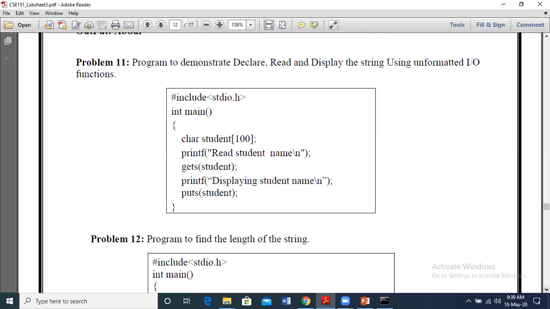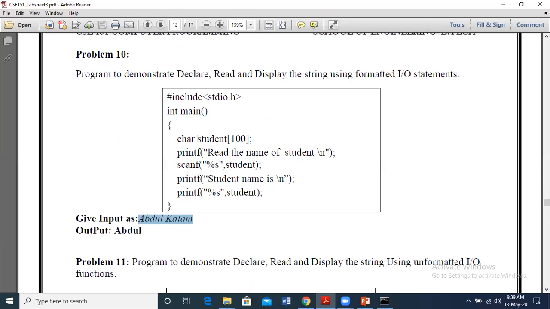So basically we have two things. What is the size of this string? Let us take the first example itself, char student of 100. What is the size of this string student? 100. Why 100? Because a character is 1 byte. Yes, a character is declared as 1 byte, and we have declared student of 100, so 1 into 100. Yes, very good. So it will reserve 100 bytes.